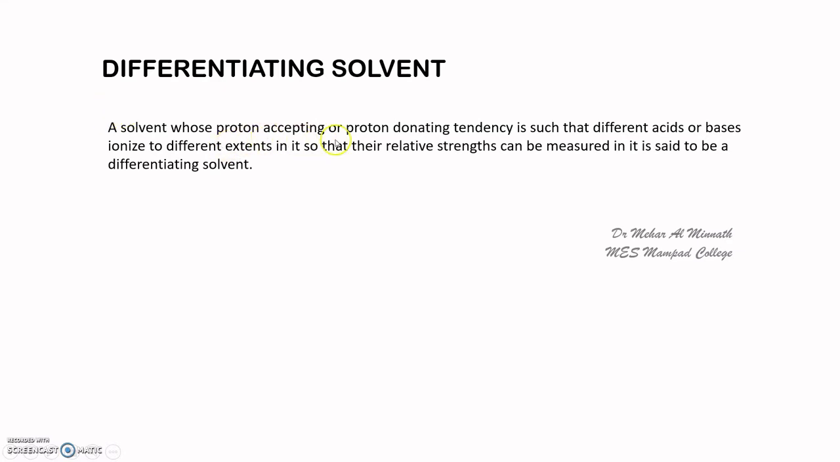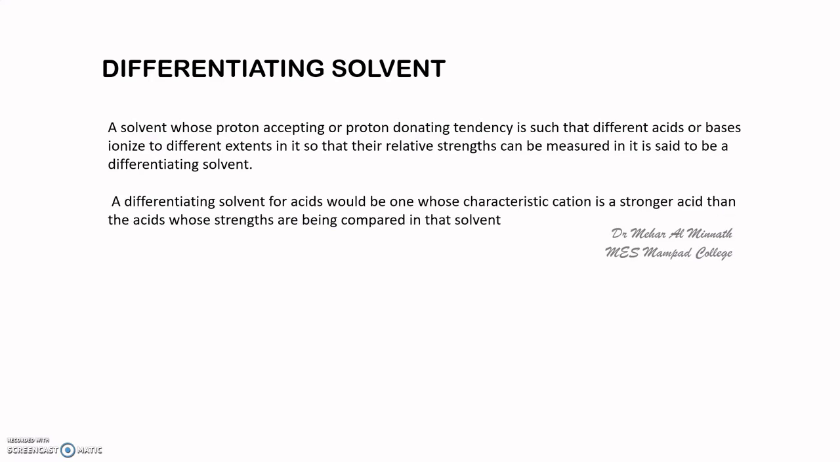A solvent whose proton accepting or proton donating tendency is such that different acids ionize to different extents, so that we can differentiate the strength of the acids, is called the differentiating solvent. Now, a differentiating solvent for acids will have a cation stronger than the acid, so its strength can be compared to that of the acid. And in the case of a base, the anion will be stronger than that of the base.